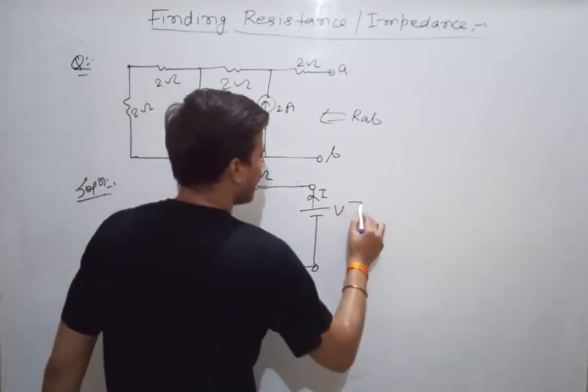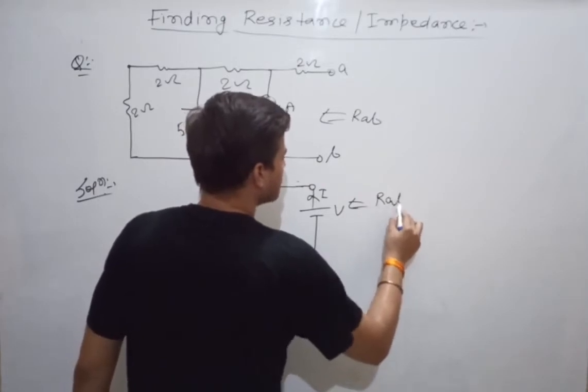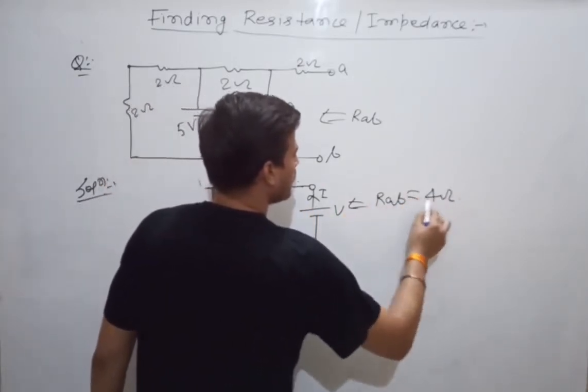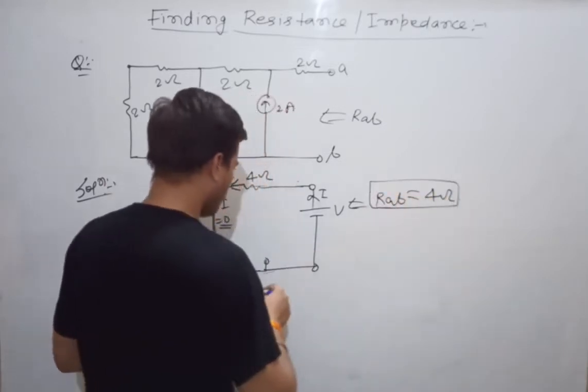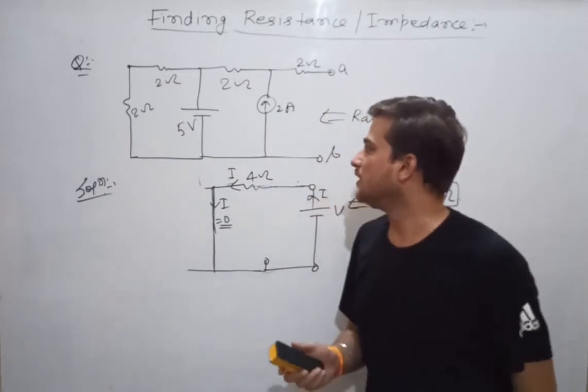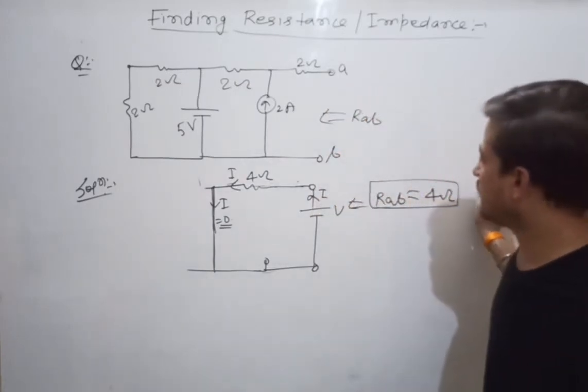So your RAB will be equal to how much? It will be simply 4 ohm. RAB will be simply equal to 4 ohm. Clear?